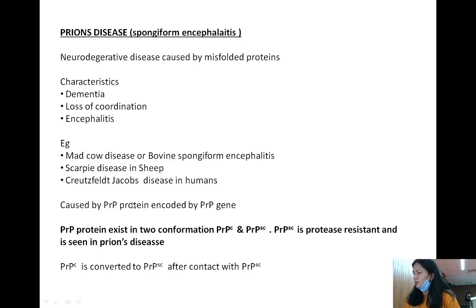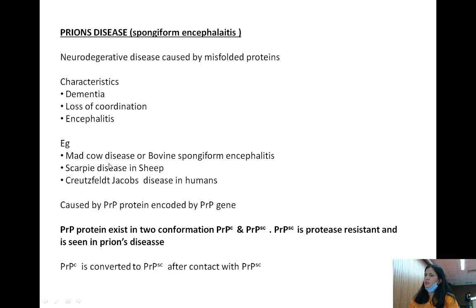So this Prions disease, remember, is because of the infectious protein particle, that is the PrP protein. This PrP protein exists in two conformations. One is PrPC, which is a normal protein, and when PrPC is converted into PrPSc, then it becomes an abnormal protein. SC stands for Scrapie. So PrPSc is the protein which causes the protein to misfold. Clear?